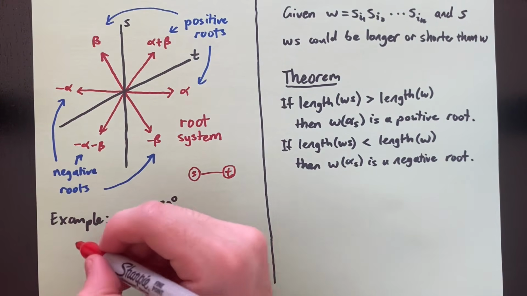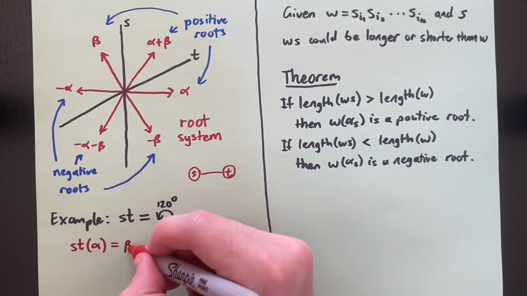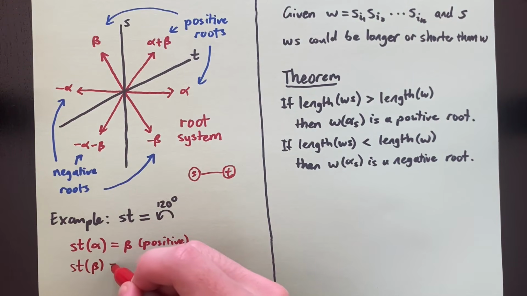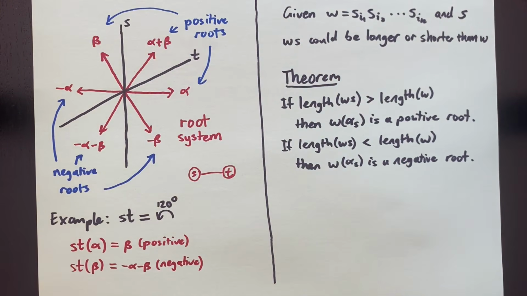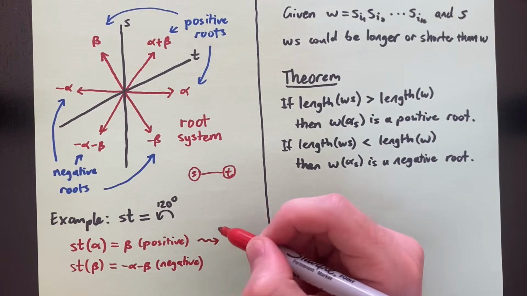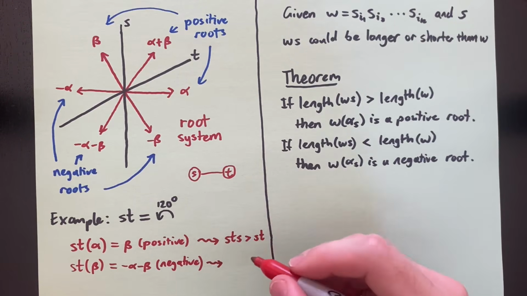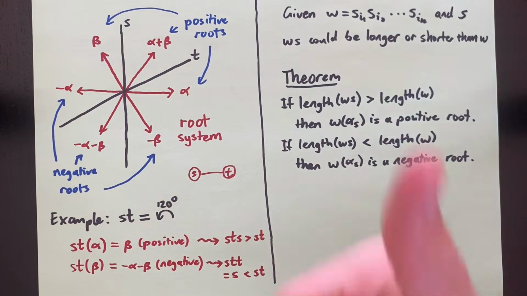Okay, if we apply st to alpha, the root corresponding to s, we get the positive root beta. If instead we apply st to beta, the root corresponding to t, we get the negative root, minus alpha minus beta. That lines up with the Coxeter system, because multiplying st by s gives the longer word sts, while multiplying by t allows us to cancel and get a shorter word. Everything works out. Now to prove faithfulness.